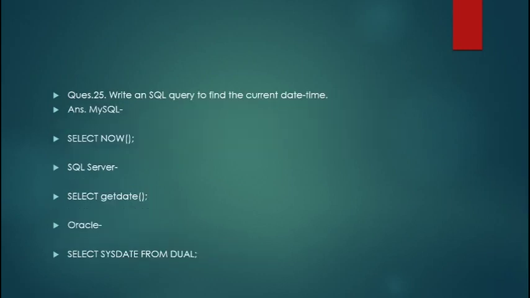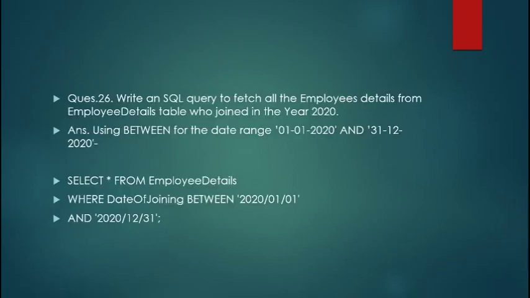Now 25. Write an SQL query to find the current date time. For the current date time in Oracle, you can use select sysdate from dual. As soon as you put this query and press enter, it will display the system date. And in SQL Server, if you write select getdate, it will also fetch you today's date, or the system date. And in MySQL, you have to write select now function. So it will also fetch you the current system date.